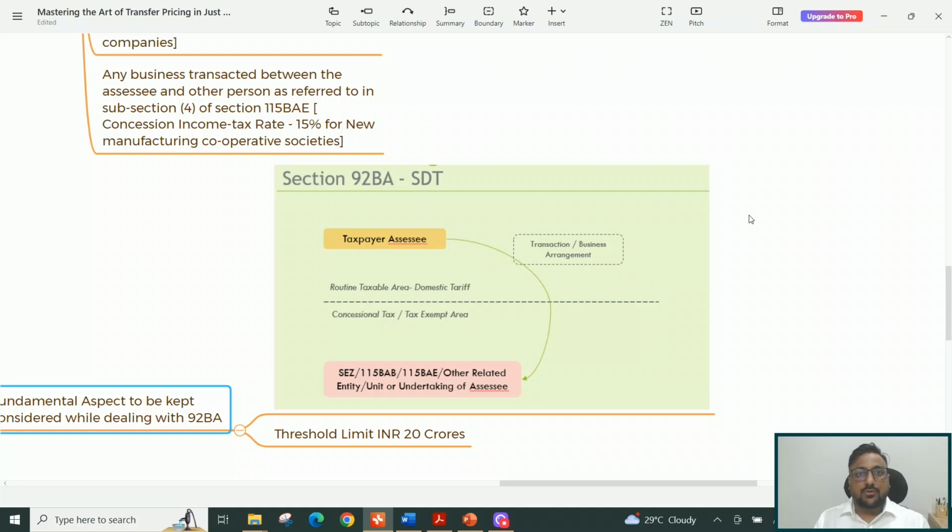Also, we need to understand one thing, that there is a threshold limit, right? Not every type of transaction is covered. There is a threshold limit on the entire amount of transactions. So in your case, if the transaction value goes beyond INR 20 crore, then you are covered under the SDT regime and you are required to undertake a transfer pricing analysis for that particular part of the transaction. I hope that clarifies. It was simple and easy to understand. In transfer pricing, you need to understand the fundamentals. So please stick to the fundamentals, learn and enjoy.